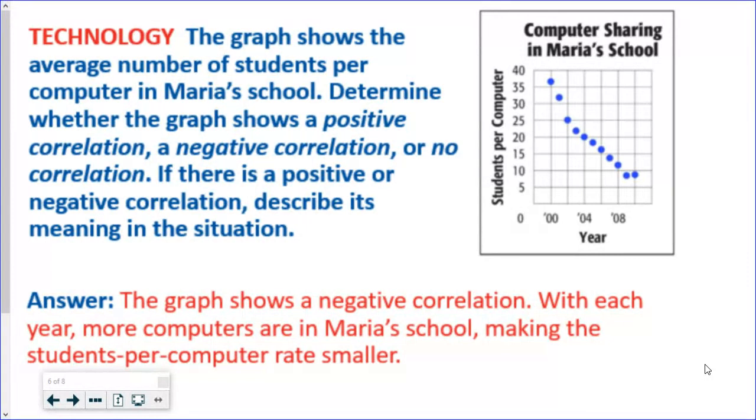So basically it's saying over here in 2008, there were fewer computers per student than here, because it's students per computer. That's what it says here. That's what it means. It's important you learn what that means.